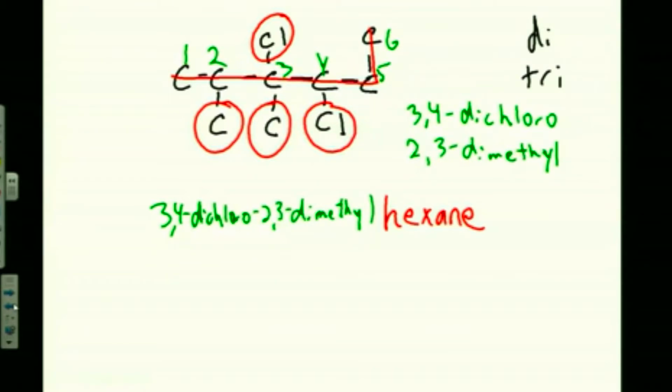How do you know it's dichloro or dimethyl? Because there's 2 chlorines, so it's dichloro. And there's 2 methyl groups, so it's dimethyl. If there were 3, it would be trichloro or trimethyl, right?